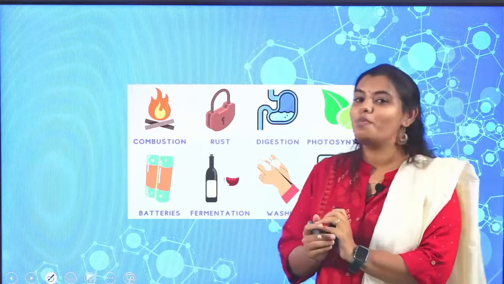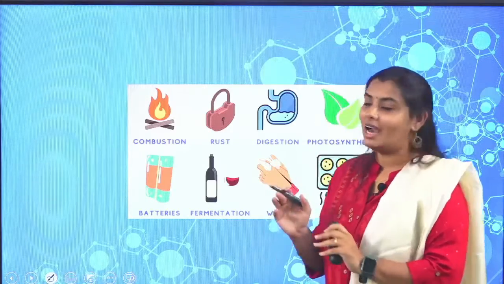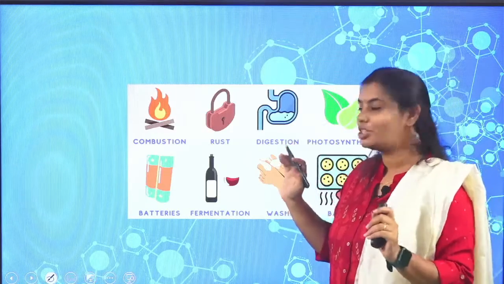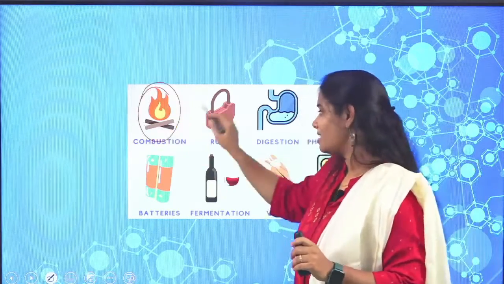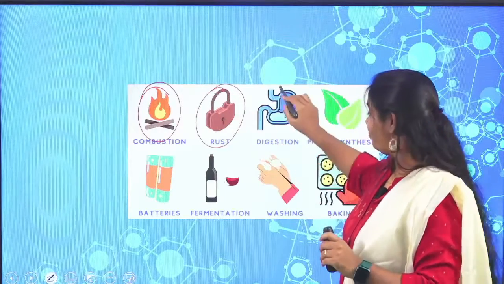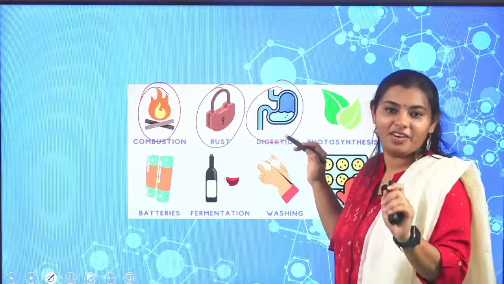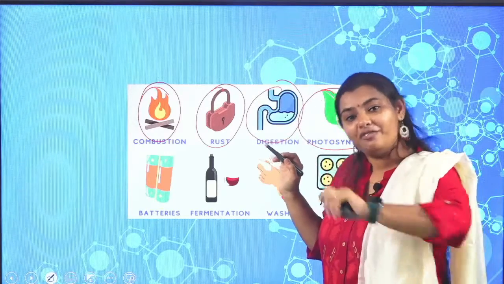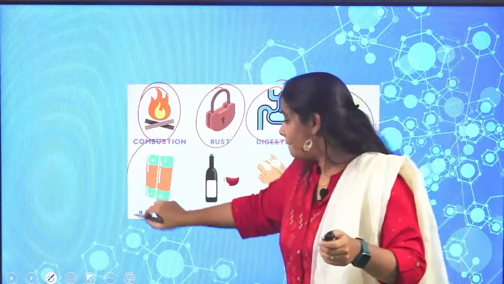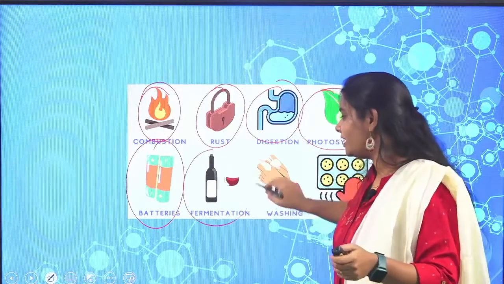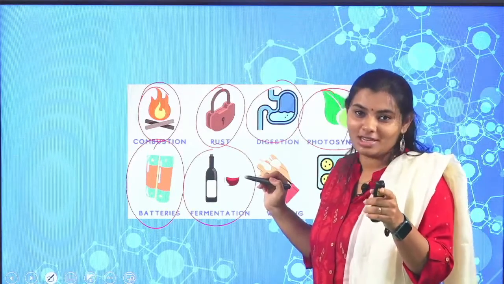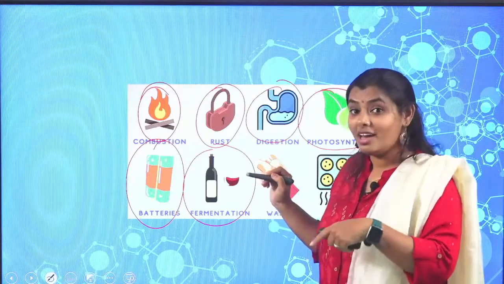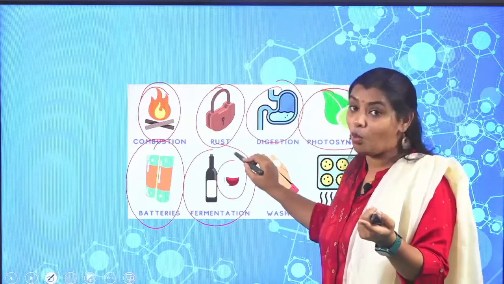Now this would be your last chapter. What you can see here, what is your last chapter? There's combustion taking place, rusting of iron, digestion which happens every day in our body, photosynthesis the same way which happens every day in the plants, batteries, fermentation. I told you about alcohols, phenols, right? That undergoes fermentation to be formed as wine.